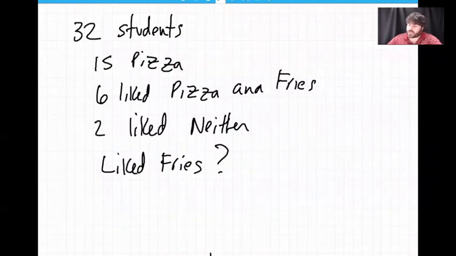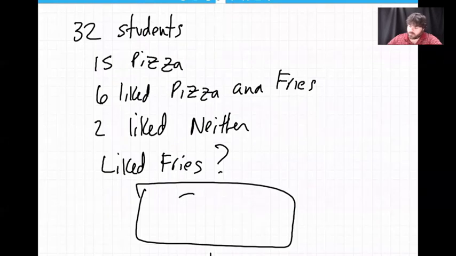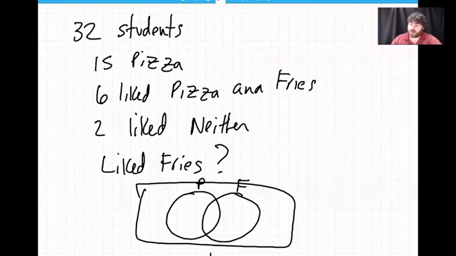Okay, so first thing I would do is build a Venn diagram. So we get pizza and French fries. So here's the trick to this. Start in the middle and work your way outside. Okay, it says that 6 people liked pizza and fries. That means that there are 6 people in the middle. Then work your way out.